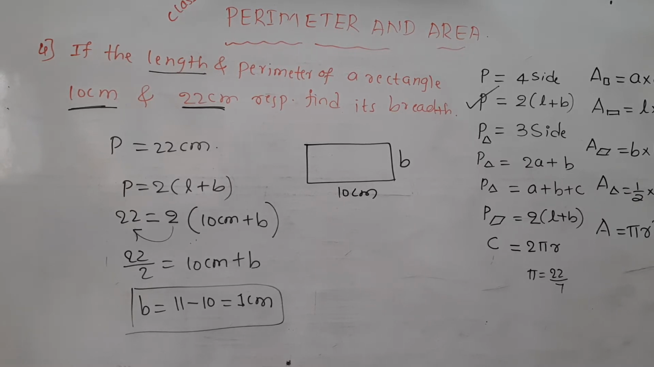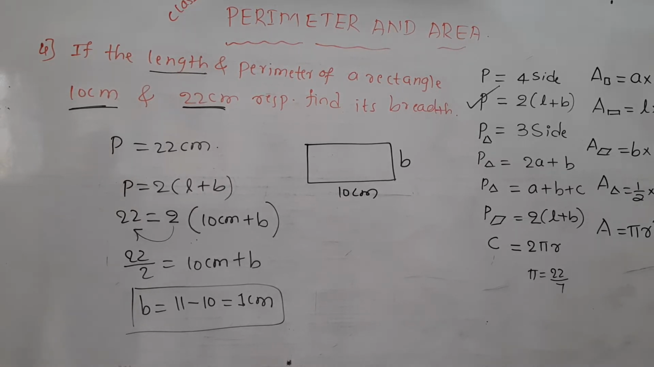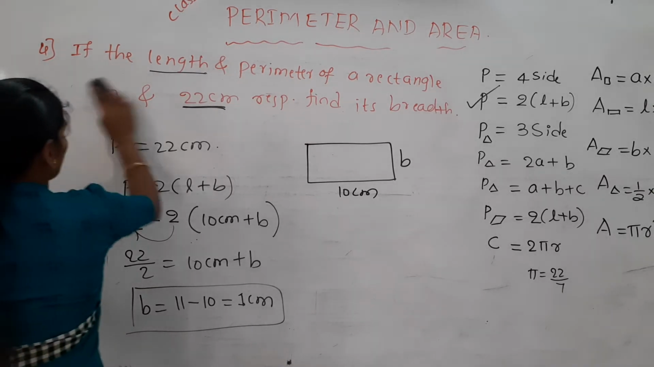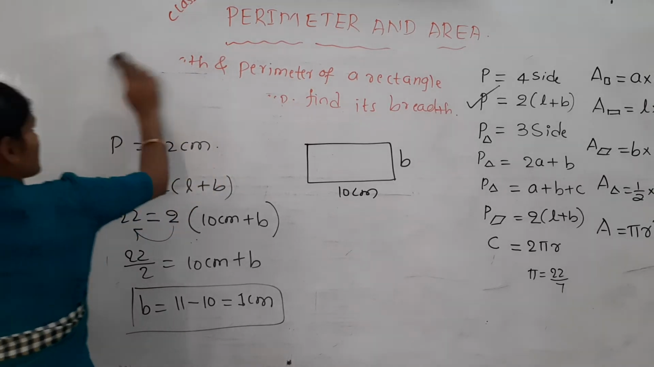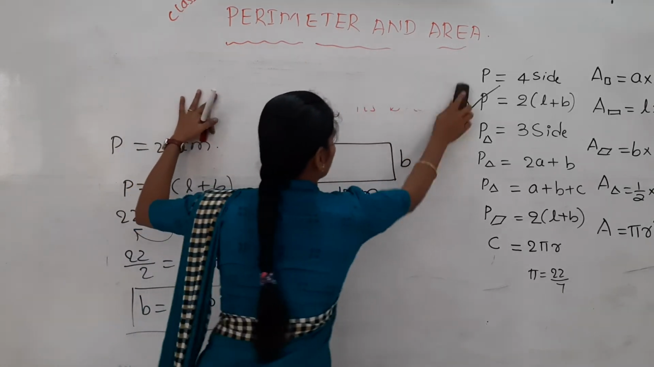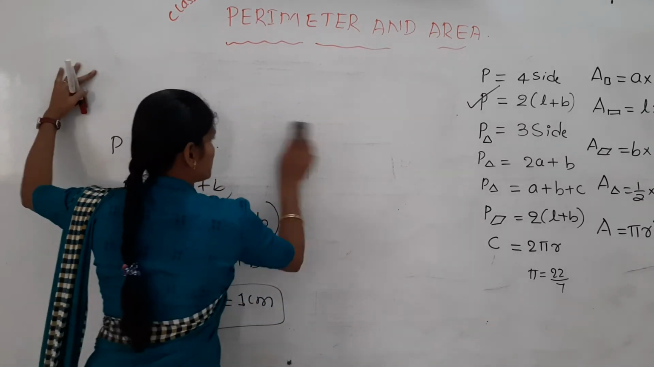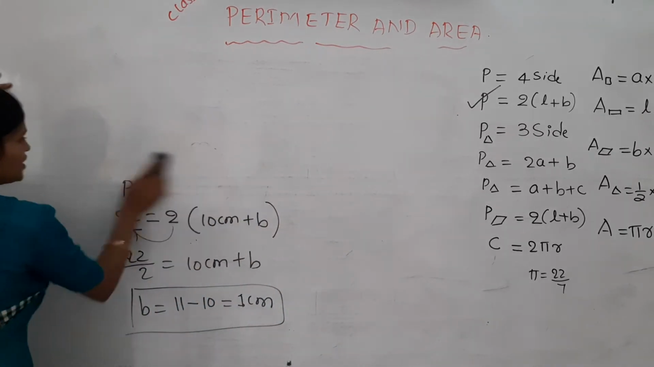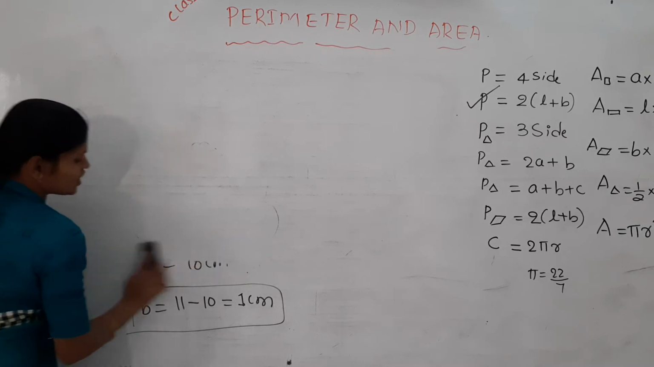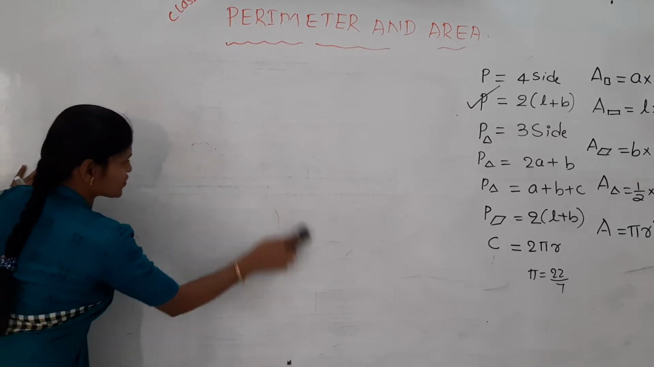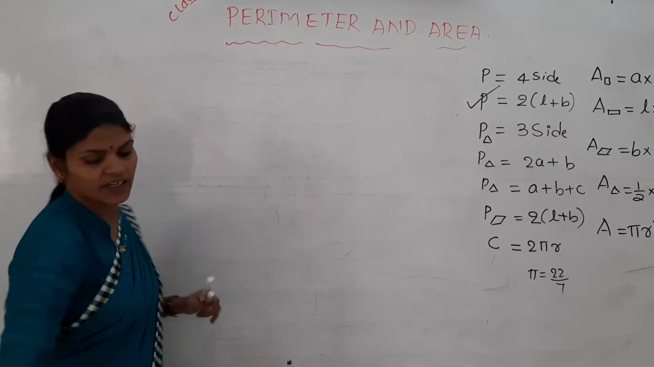Yes, we have to see the problems related to the perimeter of the triangle, the perimeter of the parallelogram and triangle later. Then we have to see now how to find the area of the square and the area of the rectangle.